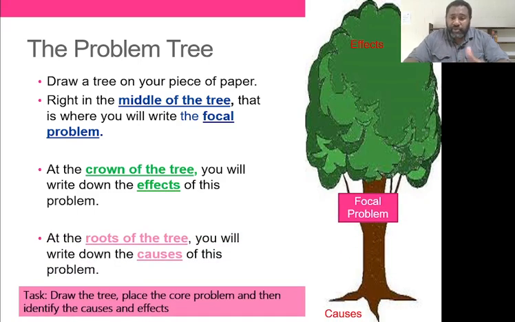And at the roots of the tree, we begin to list down the causes. There might be numerous causes that cause the problem, which is what we have listed as the focal problem. And then when the focal problem happens, what are its effects? So take time to draw a tree, maybe the shape of a tree on a piece of paper, and then write down the focal problem in the middle of the tree, the stem of the tree.